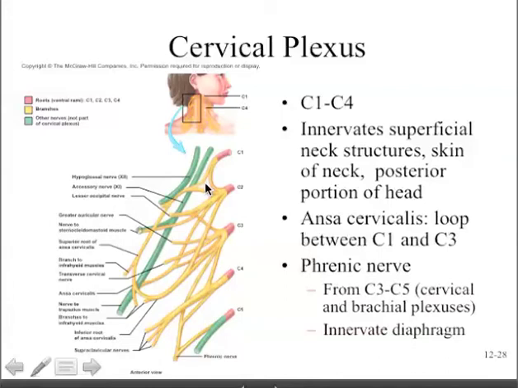And there's a mnemonic you can use to remember this. C3, 4, 5, keep the diaphragm alive. Basically, if you were to cut or damage any of these nerve roots between C3 and C5, then the phrenic nerve wouldn't be able to operate. The patient wouldn't be able to breathe, and you could kill them.